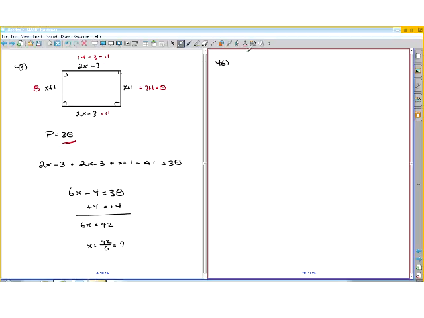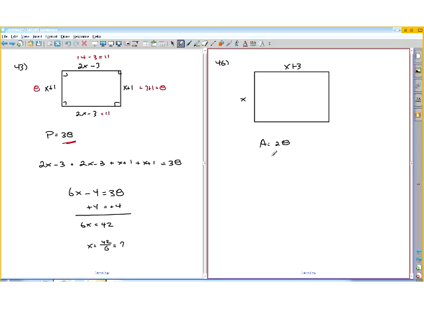46. Each figure has area as indicated. Find the value of x. 46 is a rectangle. So the question is, what is x? We have this side is x, this side is x plus 3, and the area given is equal to 28.